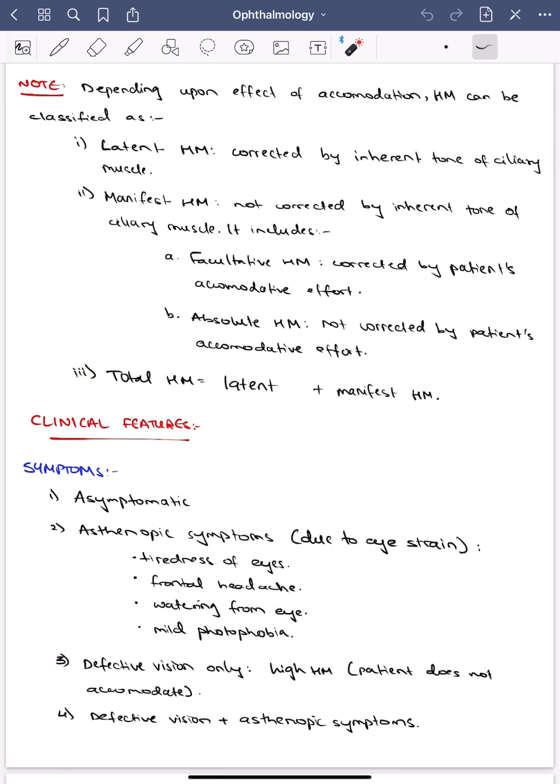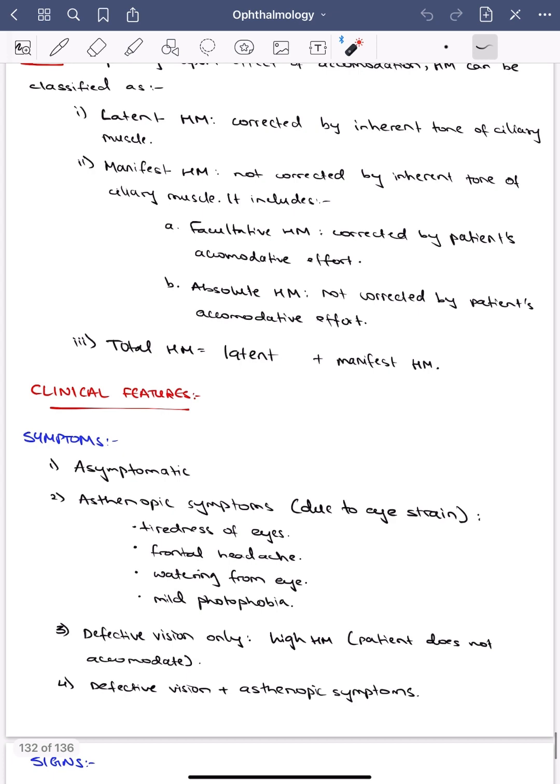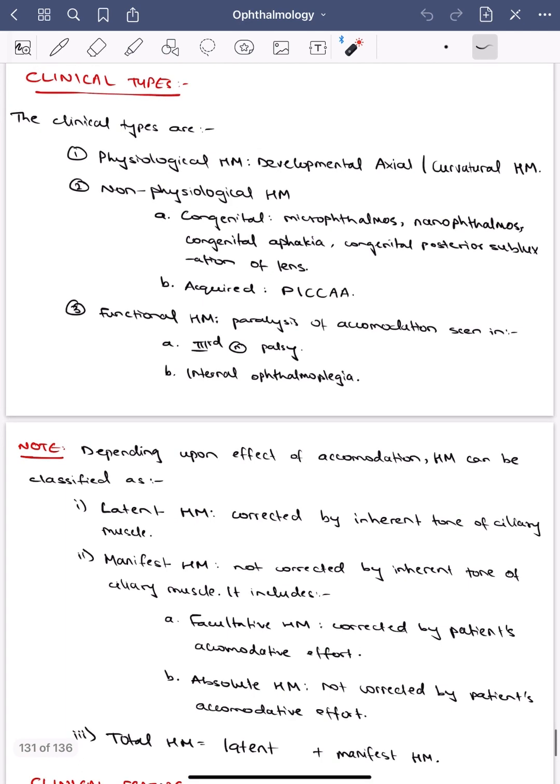So again, depending upon the effect of accommodation, hypermetropia can be divided into three: latent, manifest, and total. Latent means that it is present, but it is latent. Why? Because it is corrected by the inherent tone of the ciliary muscle. Next is manifest hypermetropia, that is it is not corrected by the inherent tone of the ciliary muscle, and it may be facultative, that is the person's accommodative effort can correct the hypermetropia, and if the accommodative effort does not correct, it is known as absolute hypermetropia, and if both are present together, it is known as total hypermetropia. So we've discussed the clinical types and the types based upon the effect of accommodation.